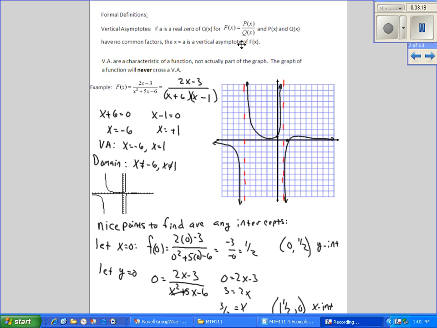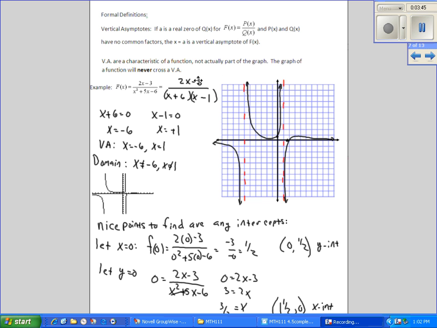Okay, so the formal definition. The vertical asymptote is the value of x that makes the denominator equal 0. To find the vertical asymptotes, just take the denominator, set it equal to 0, and those are going to be our vertical asymptotes. Think about it: the domain of the function is all values of x except where the denominator is 0. So once you've found a vertical asymptote of a function, you also know something about the domain of the function.